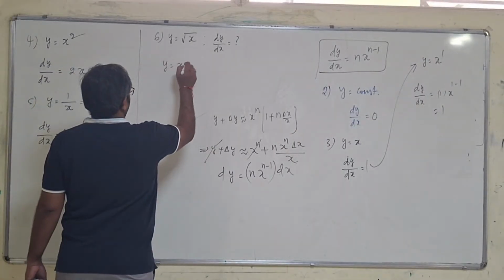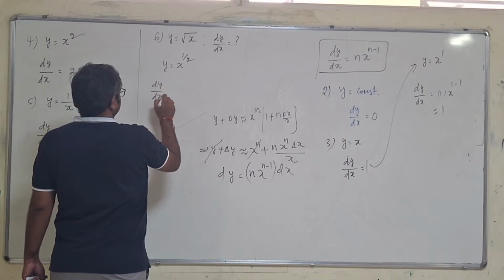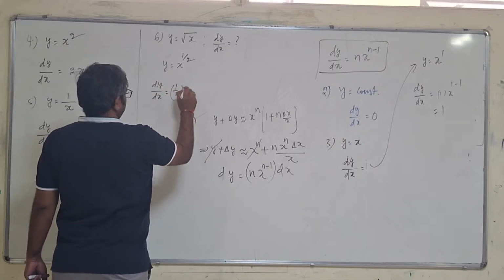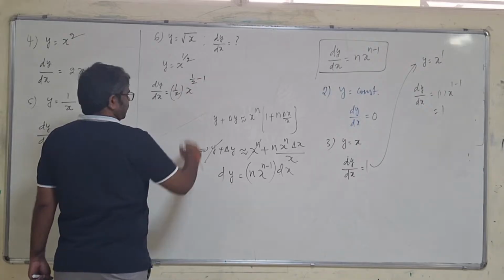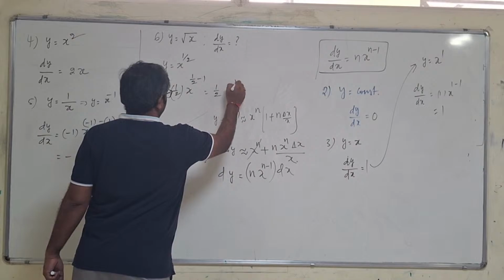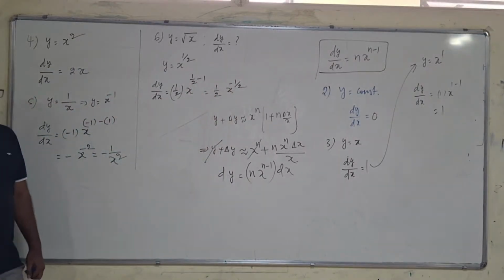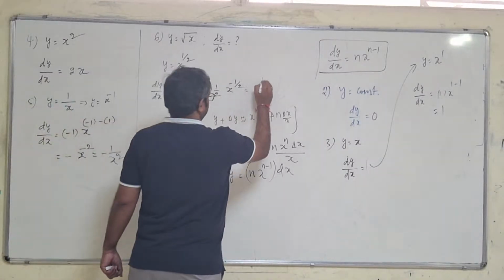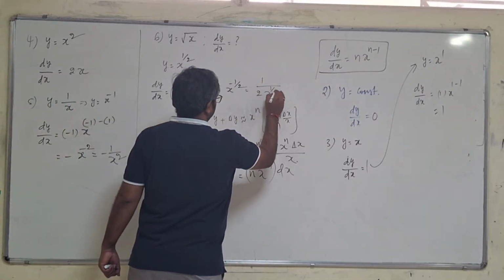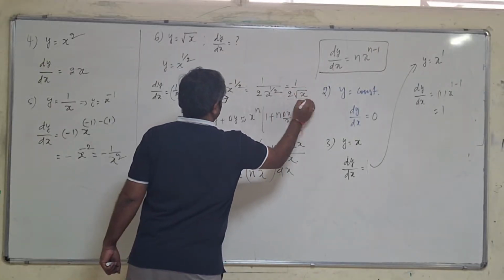So x power half. So dy by dx is half into x power half minus 1. So 1 by 2 into x power minus half. Kada? x power minus half, 1 by 2 into x power half in the numerator, which is 1 by 2 root x.